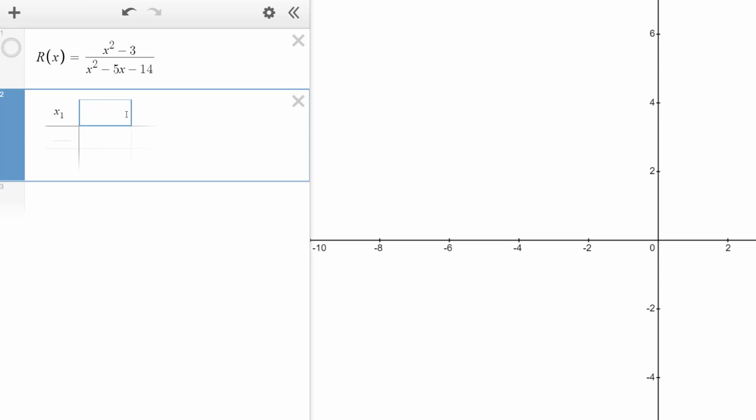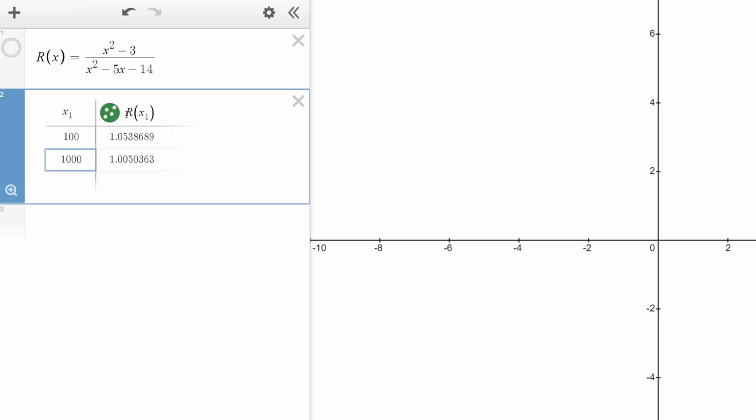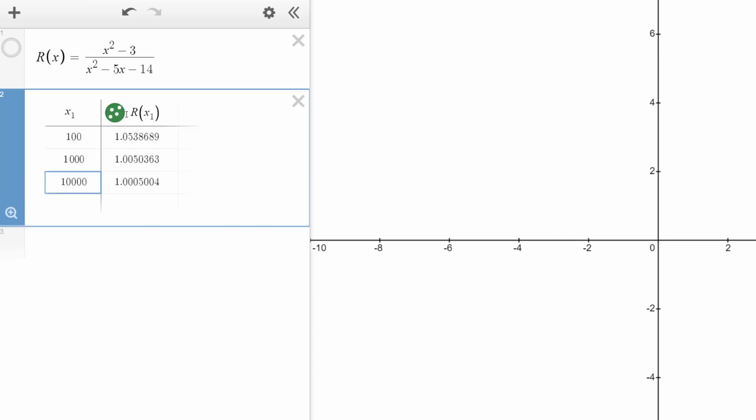There's the table. Remember, replace y sub 1 with r of x sub 1. And this time we're going to allow x not to go to 7 or -2 or whatever it was. We're going to allow x to get super positive, going to positive infinity. So you can plug in numbers like 100 or 1,000 or 10,000. Now, obviously, these numbers are not infinite that x is approaching here, but they're large enough to be convincing.